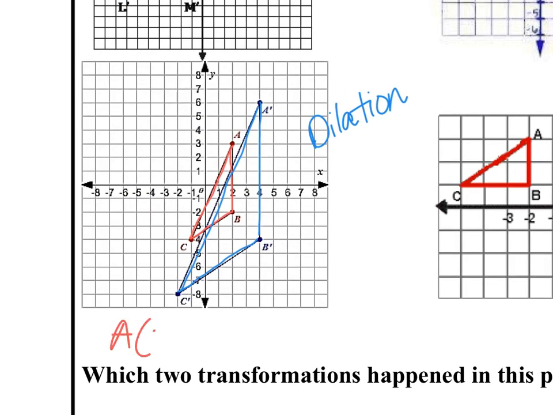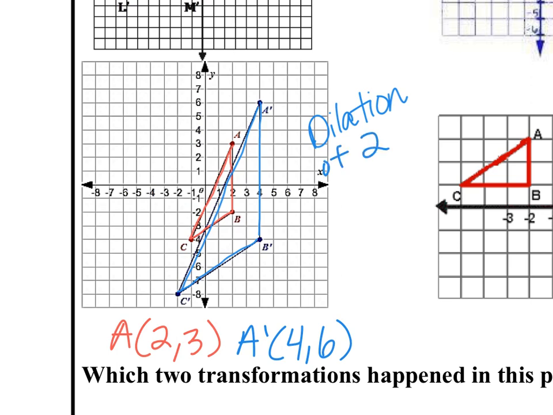A is at 2, 3, and A prime is at 4, 6. So please talk to the person closest to you. How much do you think it dilated by? Davion, how much did it multiply by? Looking at those points, it went from 2 to 4. So what number would we have to multiply by? 2. So this is a dilation of 2.